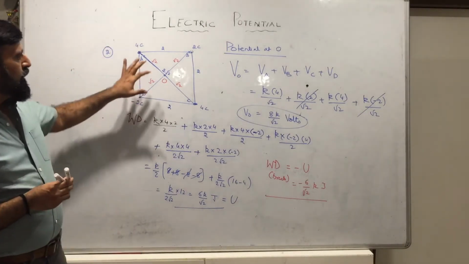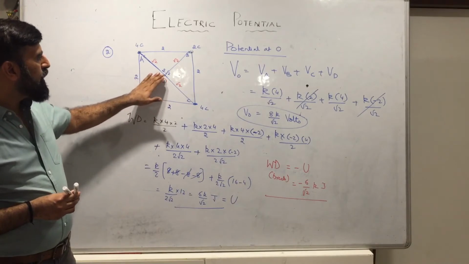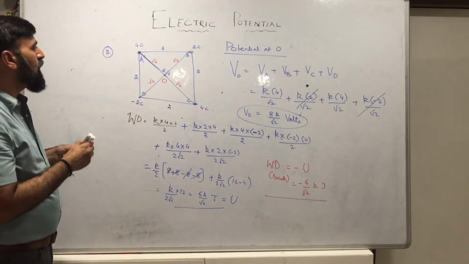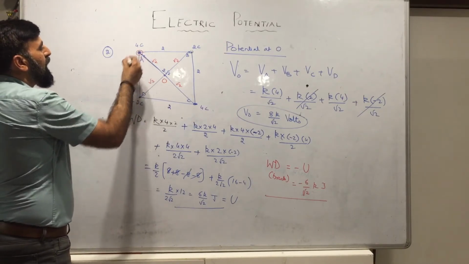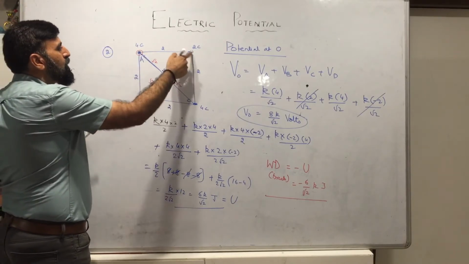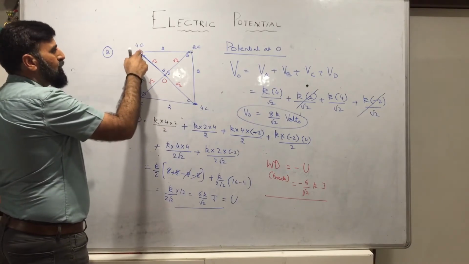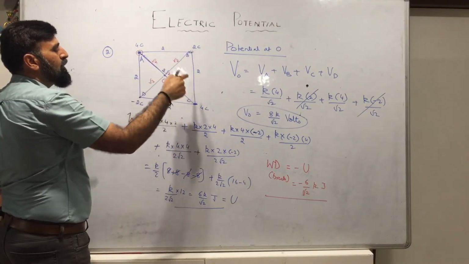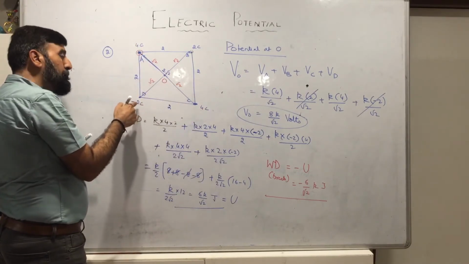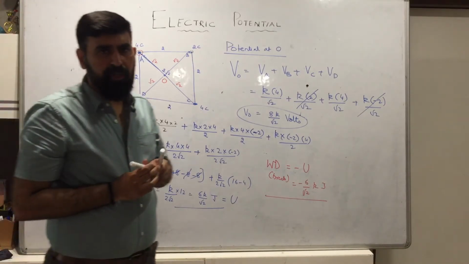So potential at O is 8K by root 2 volts. So we did the concept of potential energy between a system of charges. We also found out what is the potential at the center of a square. Similarly, I can even find out what is the potential at point A. Potential at point A will be what? Potential due to 2, potential due to 4, and potential due to minus 2. So K 2 by 2 plus K 4 by 2 root 2 plus K minus 2 by 2. Right? So at any point I can find out the potential.